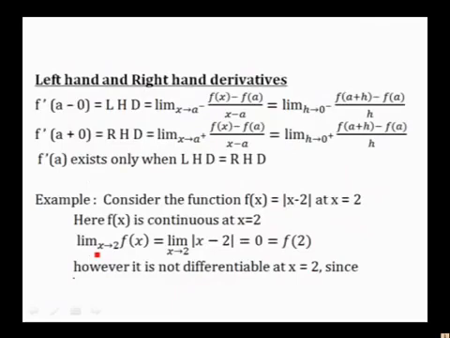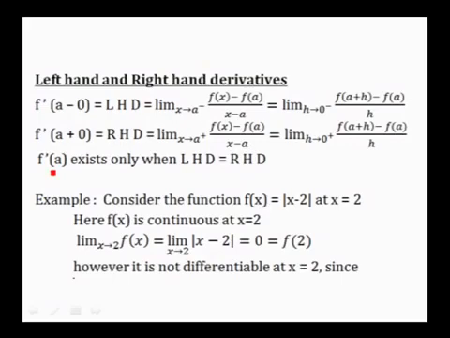Here, left hand and right hand derivatives, once again just like left hand and right hand continuities. f dash a minus 0, the left hand derivative, we call LHD. It is limit as x tends to a minus of (f(x) minus f(a)) over (x minus a), which is limit h tends to 0 of (f(a plus h) minus f(a)) over h. On the other hand, f dash a plus 0, RHD, is limit as x tends to a plus of (f(x) minus f(a)) over (x minus a), which is limit h tends to 0 of (f(a plus h) minus f(a)) over h. Whenever LHD is equal to RHD, f dash a exists.